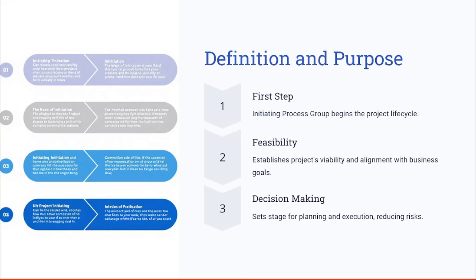Now let's understand what exactly the initiating process is, as one of the five key process groups. So the initiating process group is where it all begins. This phase focuses on defining what the project will achieve and ensuring its alignment with the organizational objectives.